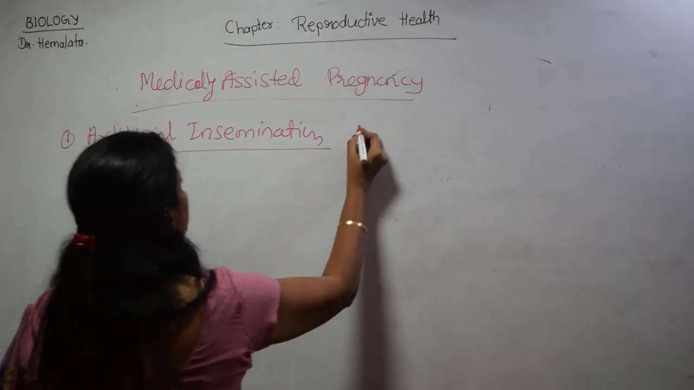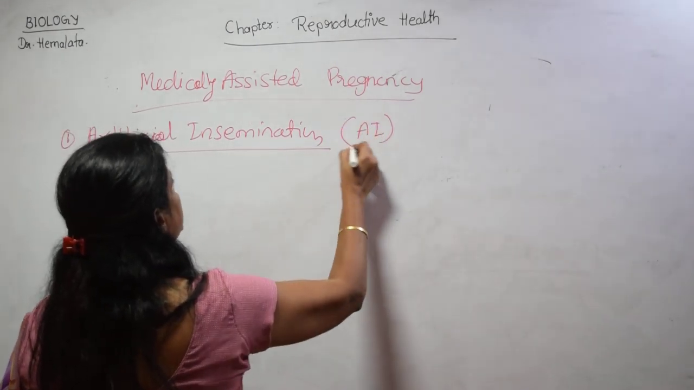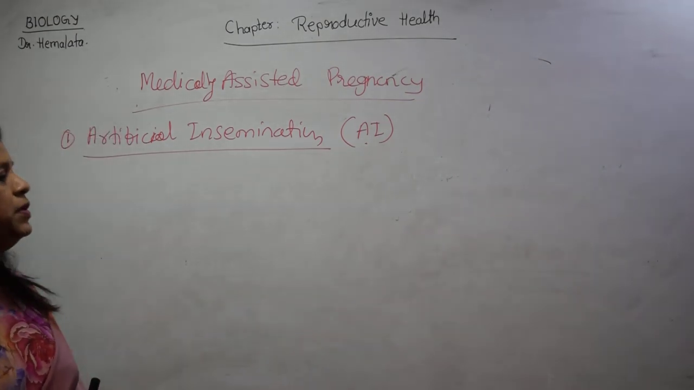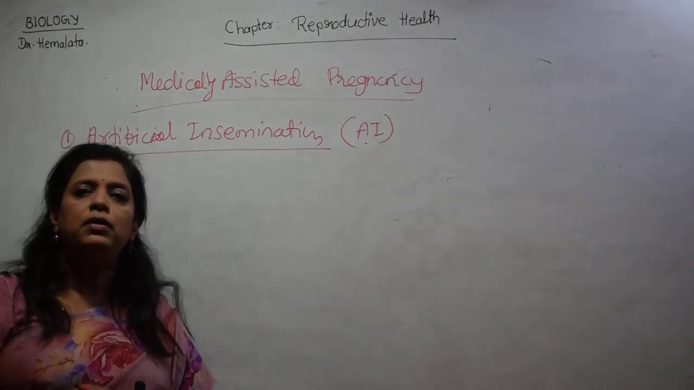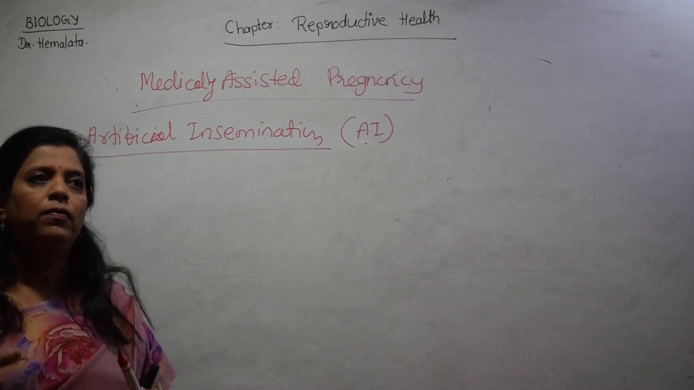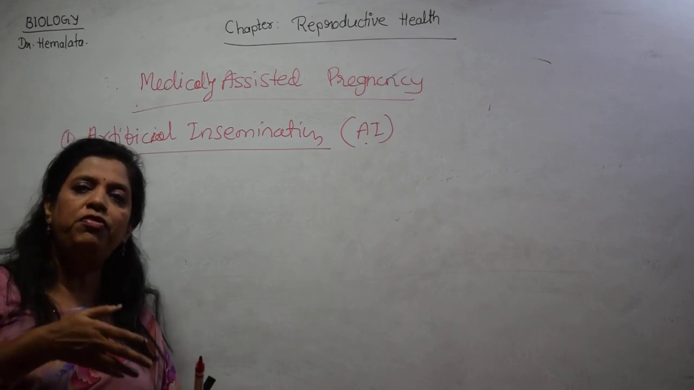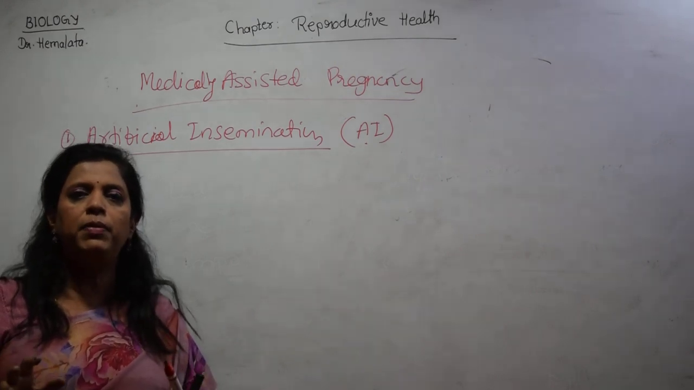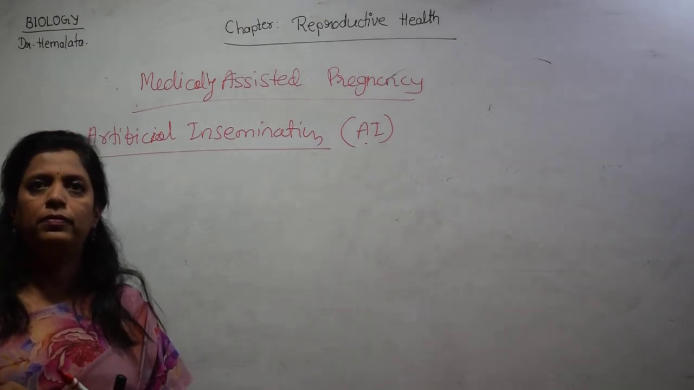This is the AI, artificial insemination. Right? What is artificial insemination? Here the semen is collected and then introduced into the female genital tract artificially. This is the simple method to be conducted.